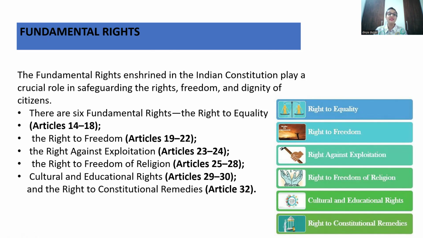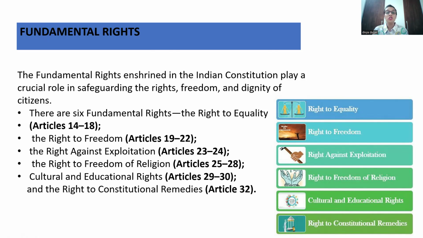The next is right to freedom. Articles 19 to 22 are part of right to freedom. The next fundamental right is right against exploitation. Articles 23 and 24 are part of it. The next right is right to freedom of religion. Articles 25 to 28 are part of it. Now the next right is cultural and educational right. Articles 29 and 30 are part of it.